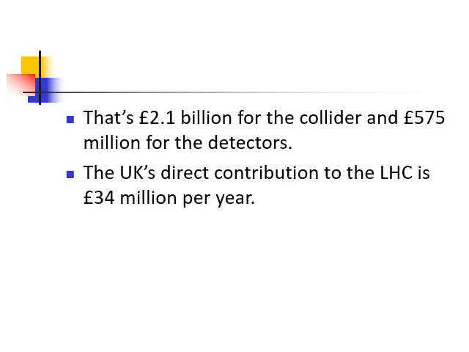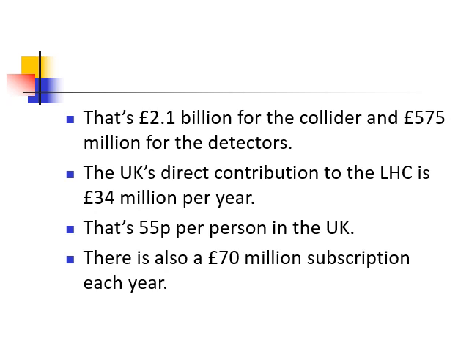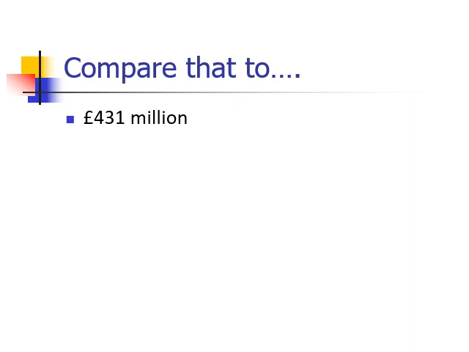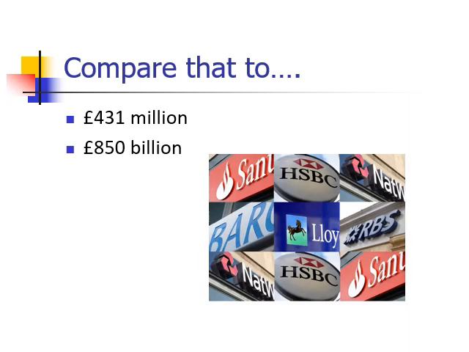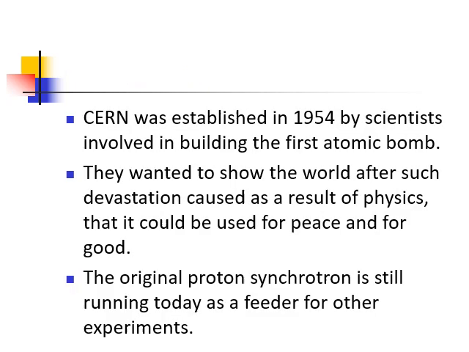Okay, the UK are involved in this project. Professor Brian Cox is one of the people that works within it, but there are also a number of scientists within Scotland that work on the LHC. Here's a comparison of costs: the Scottish Parliament, the bailout for the banks, and about 10 years ago, the cost of the M74 motorway. So although it's expensive, it's not as expensive as any of those.